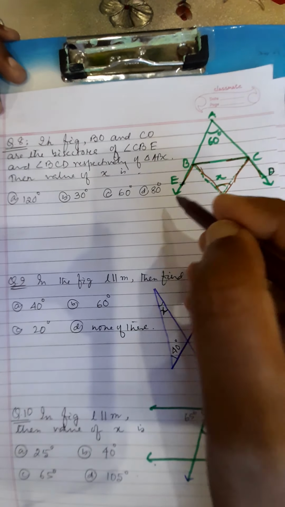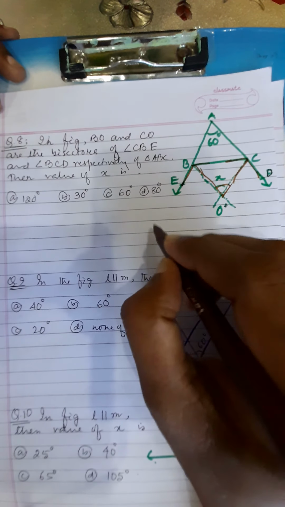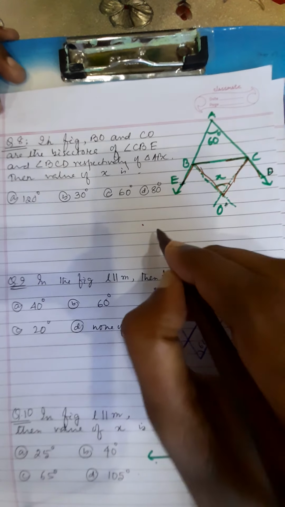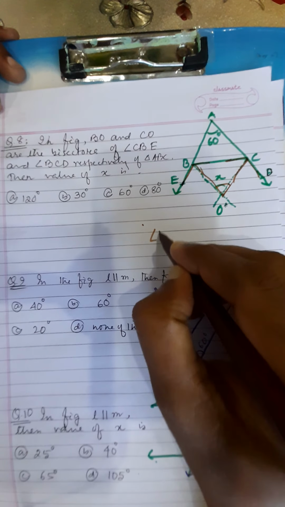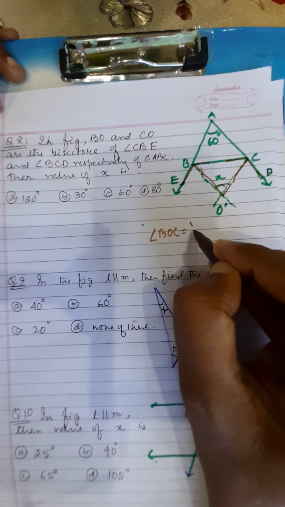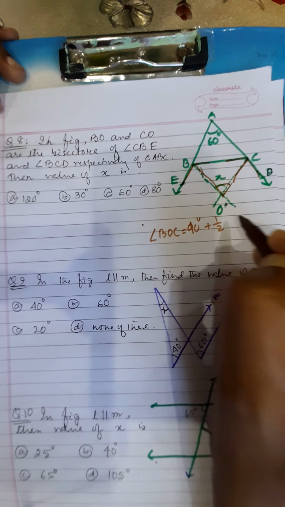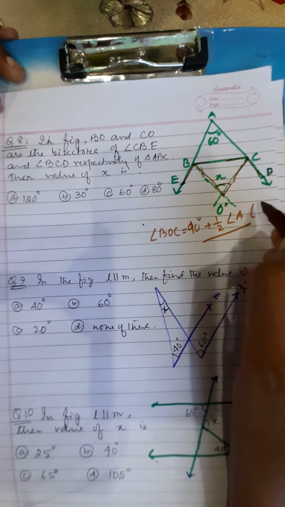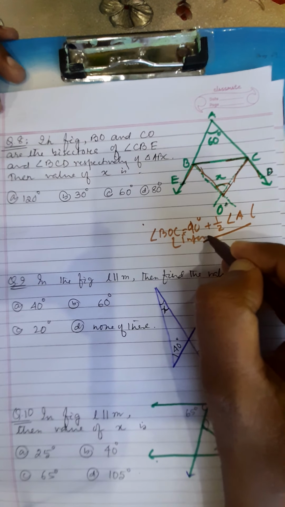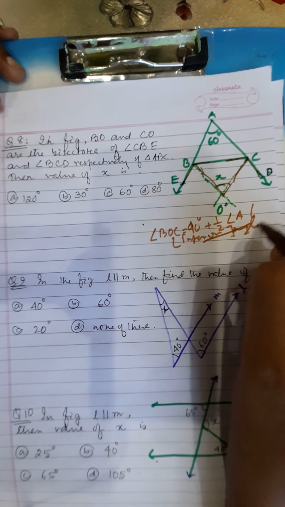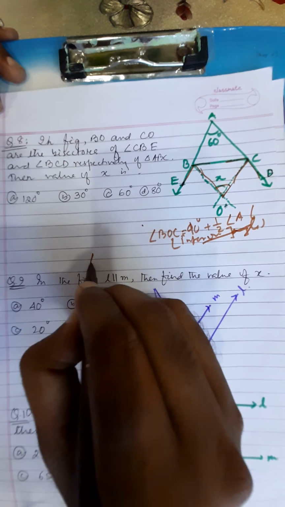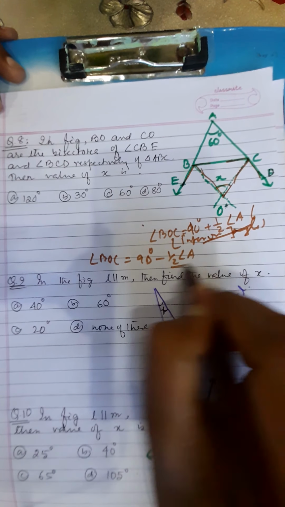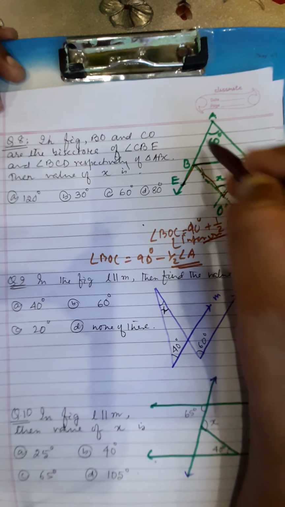Here is one property, actually not discussed earlier, but that property you have to see. We discussed already, angle BOC is 90 degrees plus half of angle A. This is for interior angles, and this is for exterior angles. Angle BOC is equal to 90 degrees minus half of angle A.